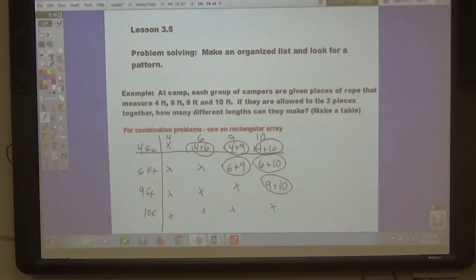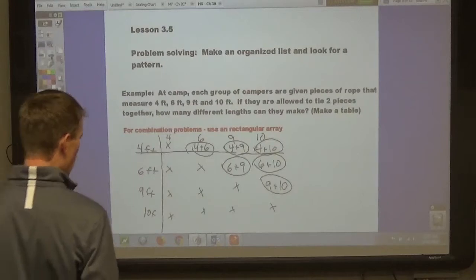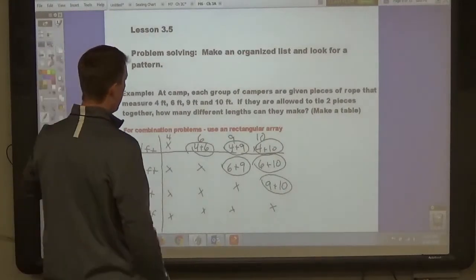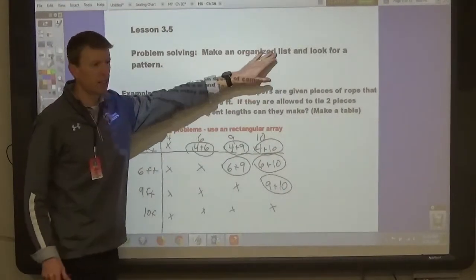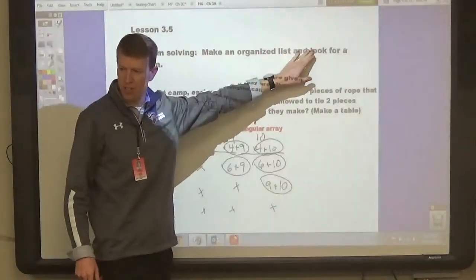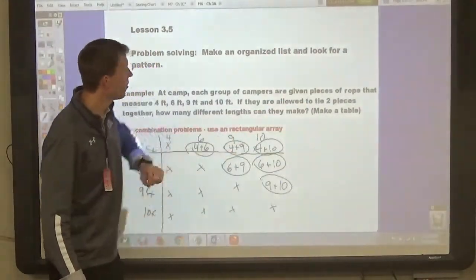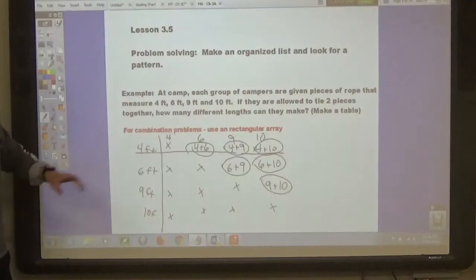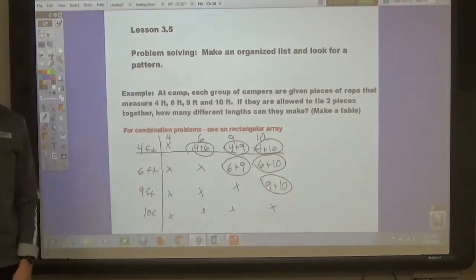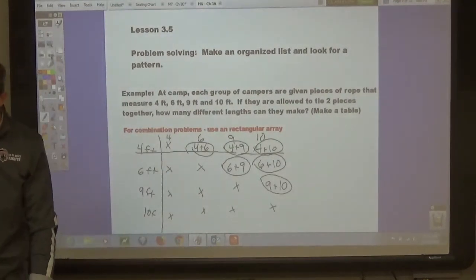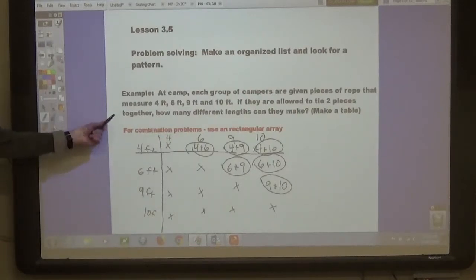Sixth graders, in our lesson today, in lesson 3.5, we're going to talk about solving problems by making an organized list of possible answers and looking for a pattern. Maybe using the list to count up and to find the answers. So, for example, look at this problem.